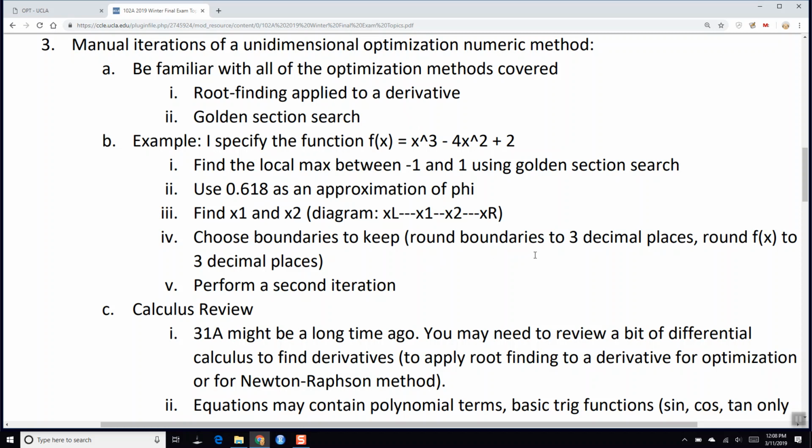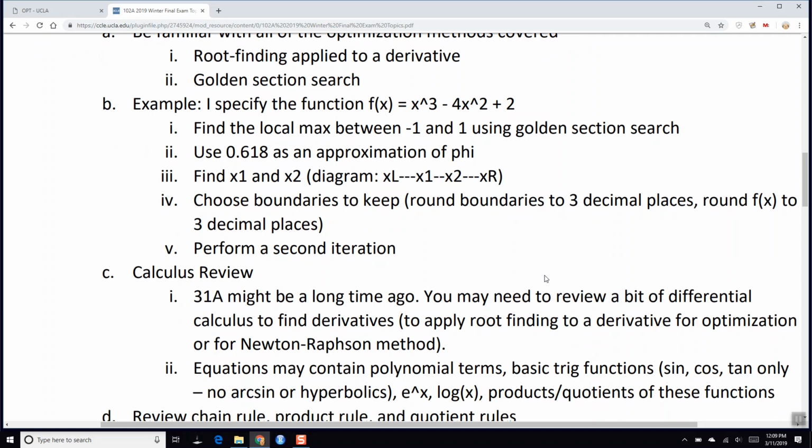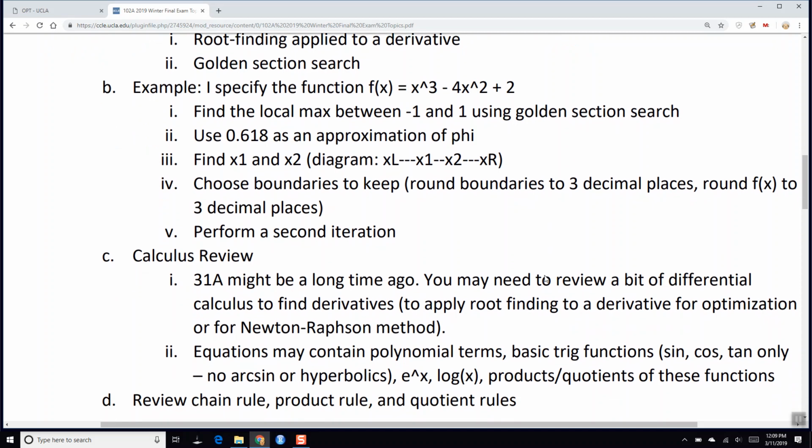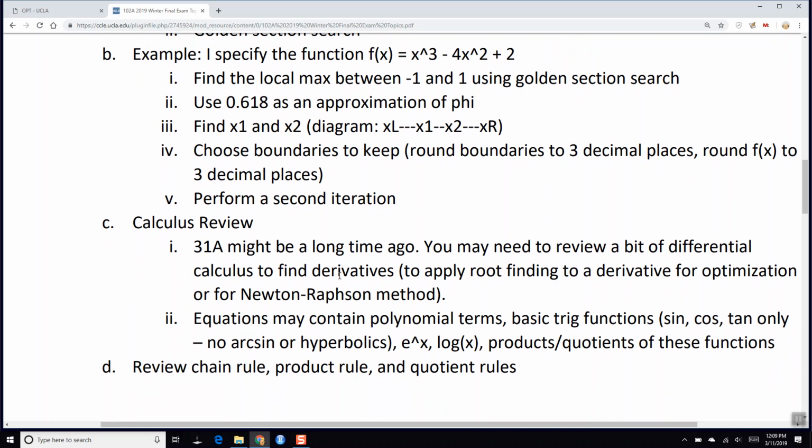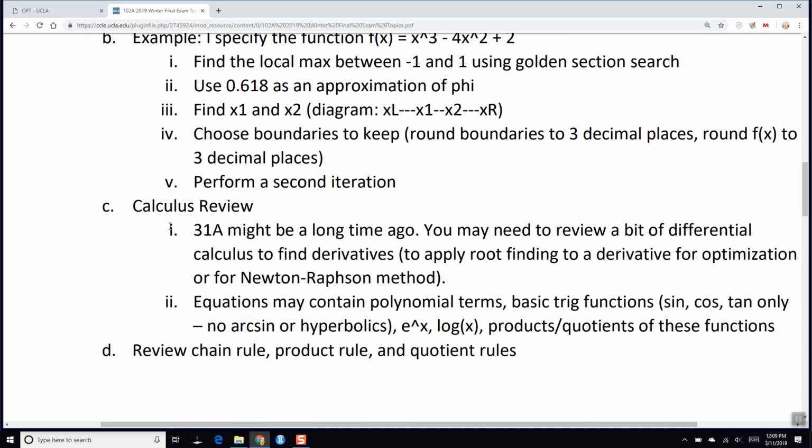you know, I had a problem like this last time, and then someone complained that they didn't know what the derivative of sine was, and so anyway, I said you can't ask me that question. So anyway, oh, this should be indented, okay? You might have to just spend a little bit of time going over your 31A differential calculus, okay?